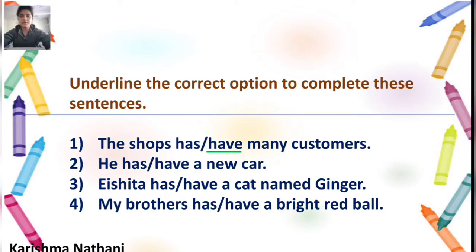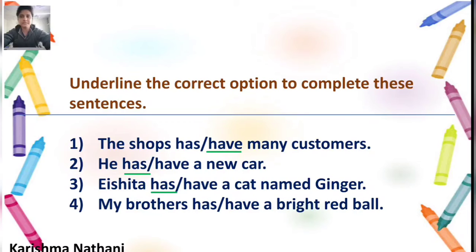He has or have a new car? He, singular noun, so has. He has a new car. Ishita has or have a cat named Ginger? Ishita, only one girl, singular noun, so has. Ishita has a cat named Ginger.